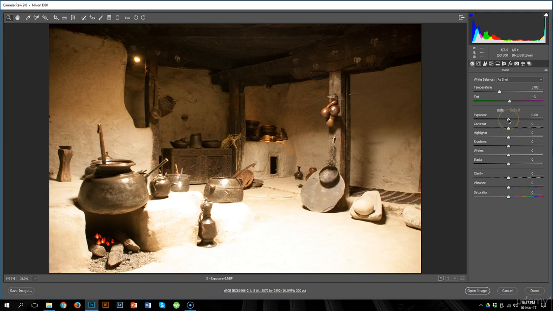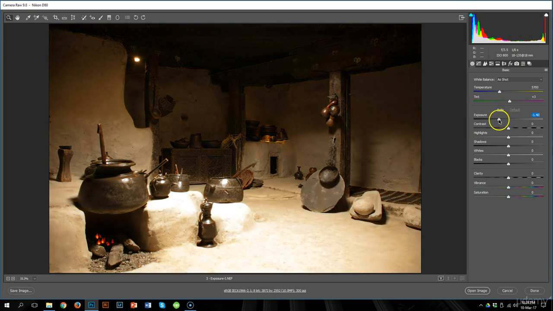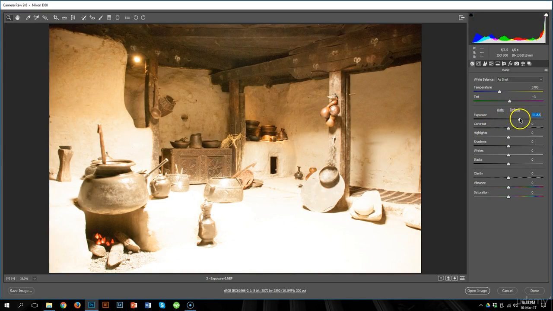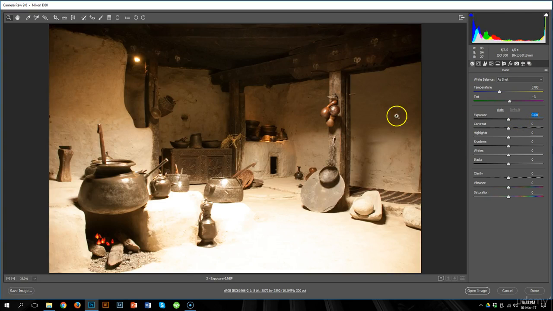When I move the exposure slider, I want you to observe what it does to the histogram. As I move the exposure slider to the left, do you see that the entire histogram is moving to the left? And obviously it is making the photograph overall a little bit darker. It is affecting the entire photograph. And as I move the exposure slider to the right, it is moving the entire histogram to the right, and it is making the entire photograph brighter. Now, let me just go ahead and reset that.